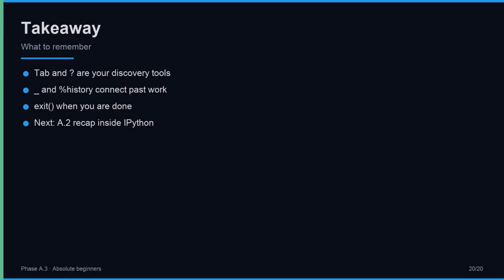Tab and ? discover. Underscore and %history connect past work. Exit parentheses when done. Next lesson, a guided recap of phase A.2, variables, types, and operators, typed live in ipython. Especially remember, tab and ? are your discovery tools. Take a moment with this idea before we move on.